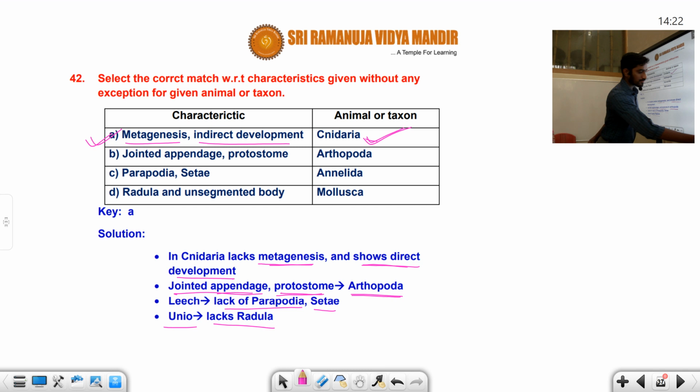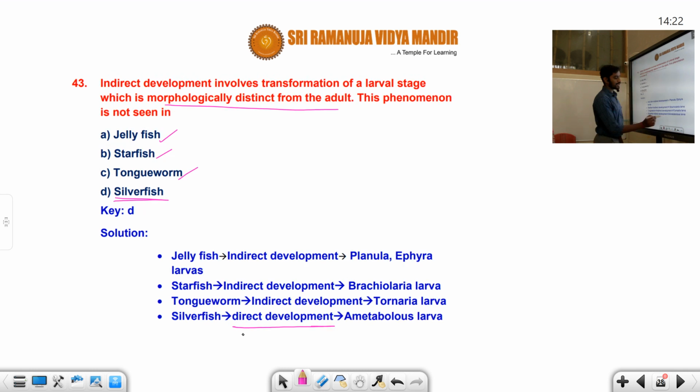Next, indirect development involves the transformation of the larval stage, which is morphologically distinct from the adult. This phenomenon is not seen in the silverfish option. We can observe it in the jellyfish, starfish, and tongueworm, but we cannot observe it in the silverfish, because silverfish always shows direct development. The common example is the Ametabolous larva, which we can observe in the silverfish.